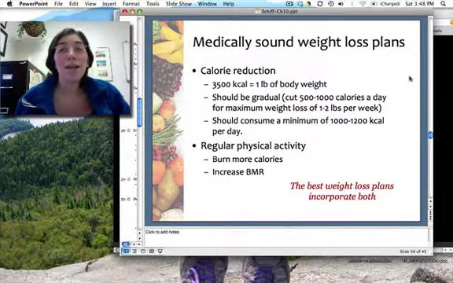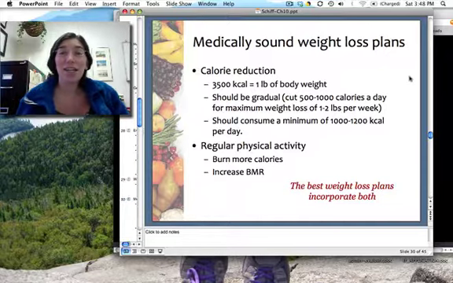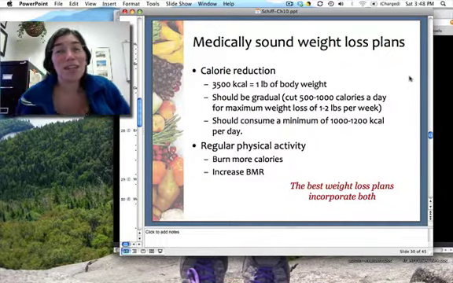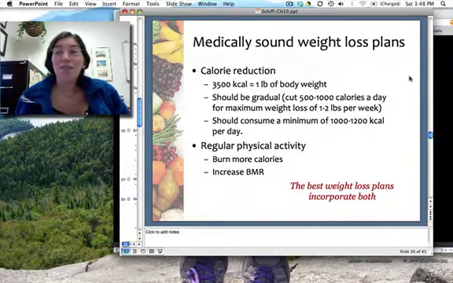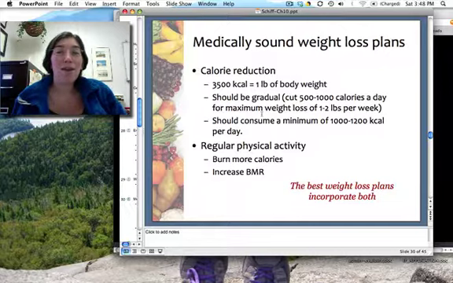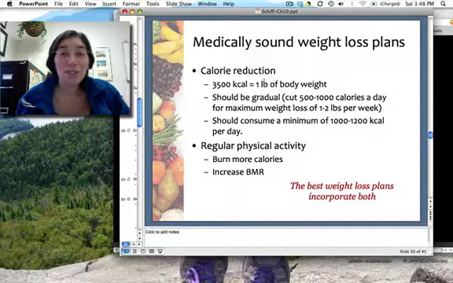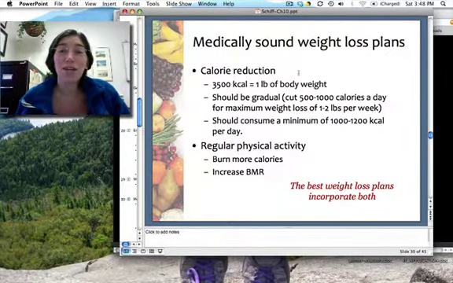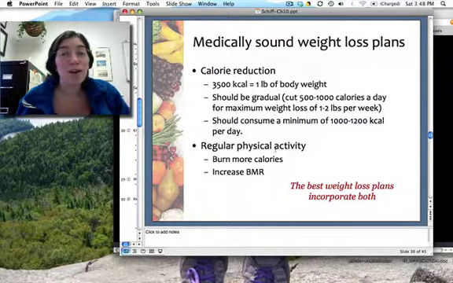But when it comes to weight loss plans, the key really is baby steps, doing things gradually, okay? So the two major things about a medically sound weight loss plan that you need to do are reduce your calorie intake and increase your calorie output, okay? So calorie reduction in terms of the foods that you eat, and increasing physical activity in order to increase the calories burned. The best weight loss plans incorporate both of these.